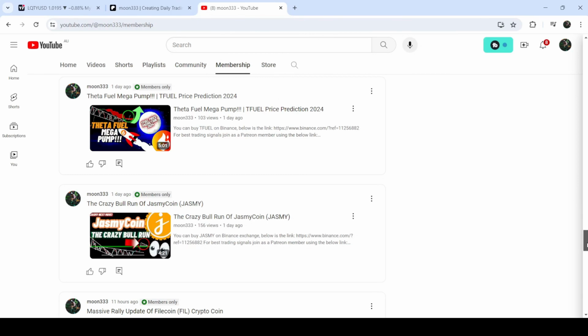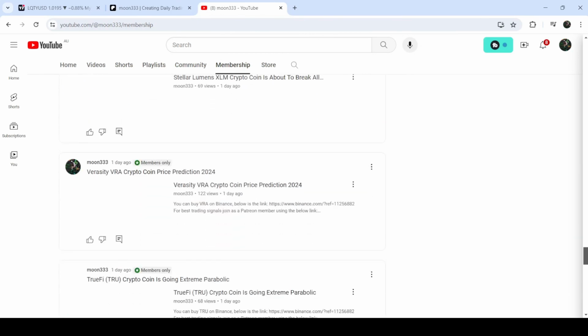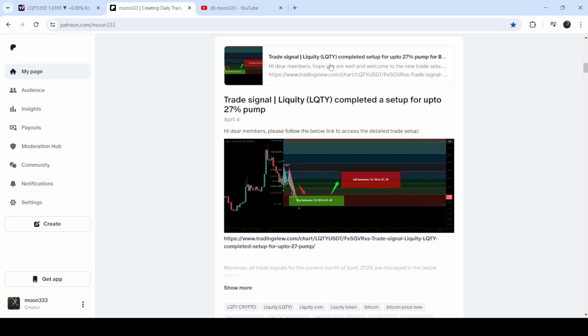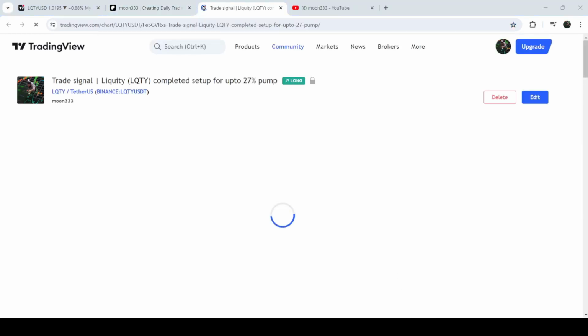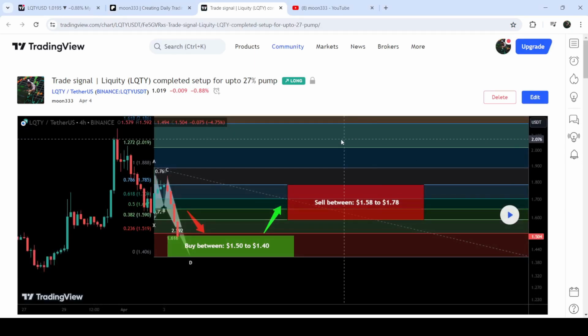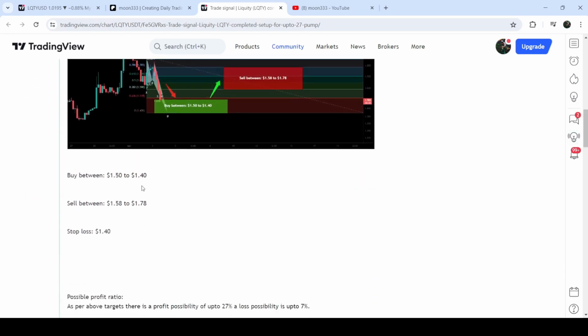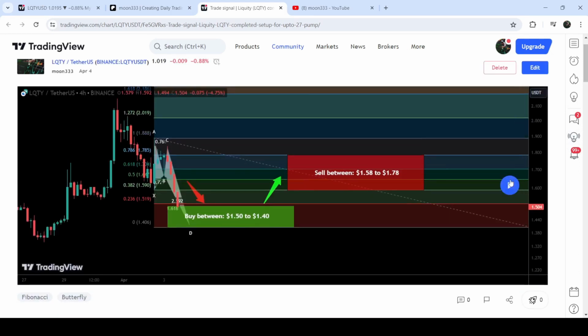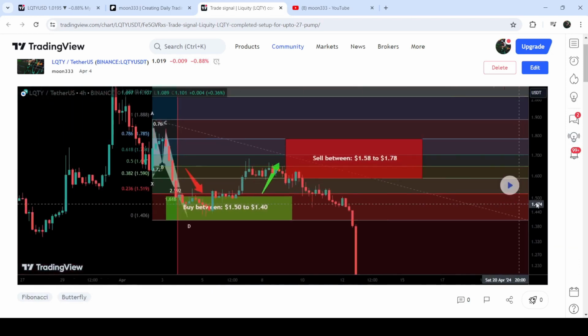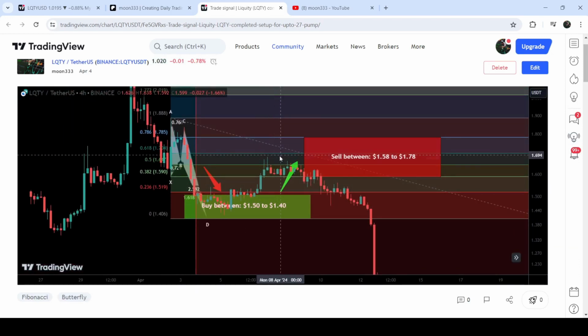So let's start the analysis, and first of all, let me begin with my most recent trade signal for LQTY that I shared on 4th of April 2024 with my members, and that was a harmonic bullish reversal butterfly move that LQTY completed on a 4-hour time frame chart with the US dollar pair, and this was a complete trade setup. This was the buying zone, the sell target zone and the stop loss. Now if I play this chart, you can see that the price has started a very nice reversal from this buying zone and rallied to the sell target zone. And this was almost an 18% pump on this 4-hour time frame chart.